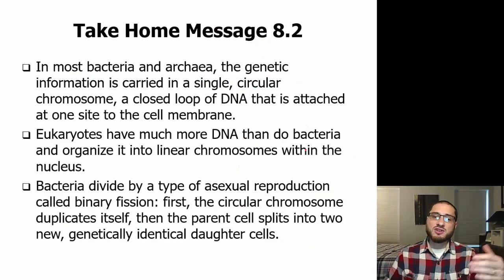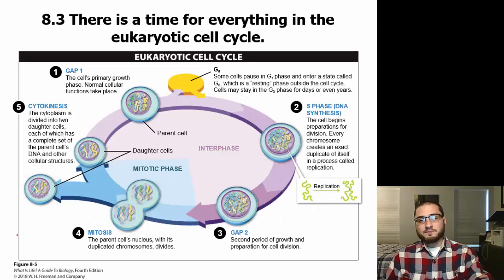So in most bacteria and archaea, the genetic information is carried in a single circular chromosome, where eukaryotes are going to have the linear chromosome. And you see this because bacteria have less genetic code. We have a lot more genetic code. And bacteria divide by a type of asexual reproduction that we call binary fission.